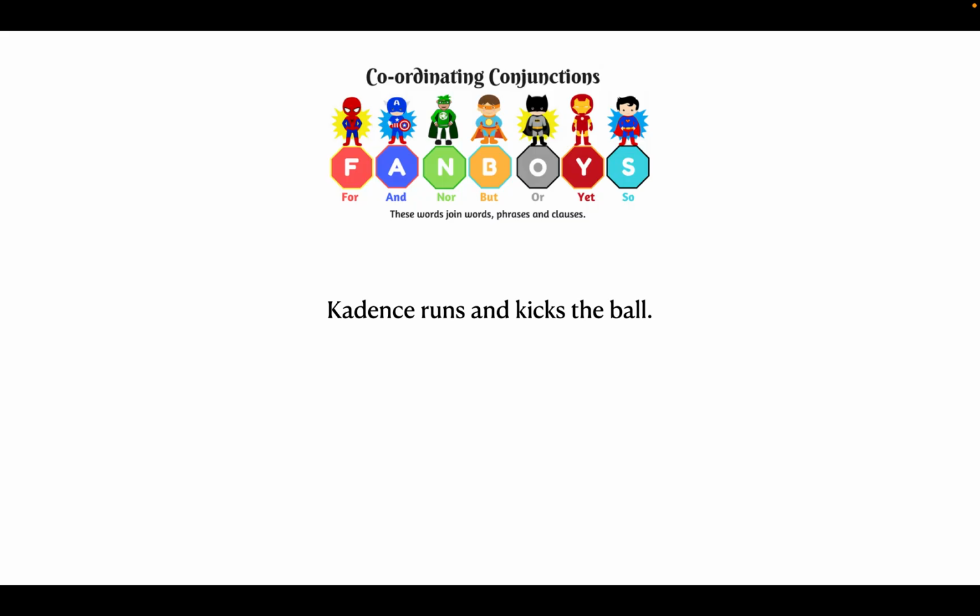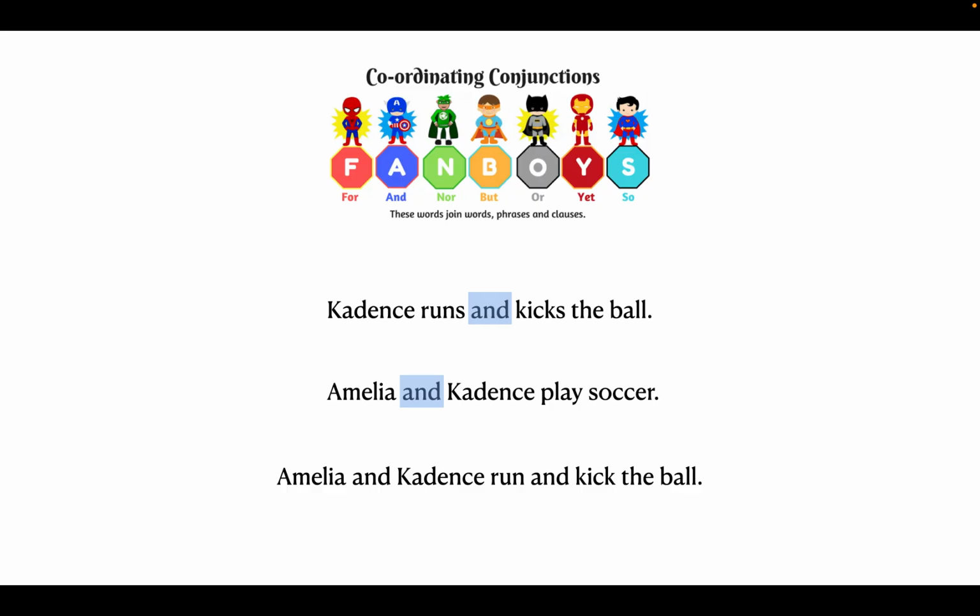So Cadence runs and kicks the ball. We have a coordinating conjunction. Amelia and Candace play soccer. Again, we have a coordinating conjunction of and. Amelia and Candace run and kick the ball. So we have two coordinating conjunctions there.